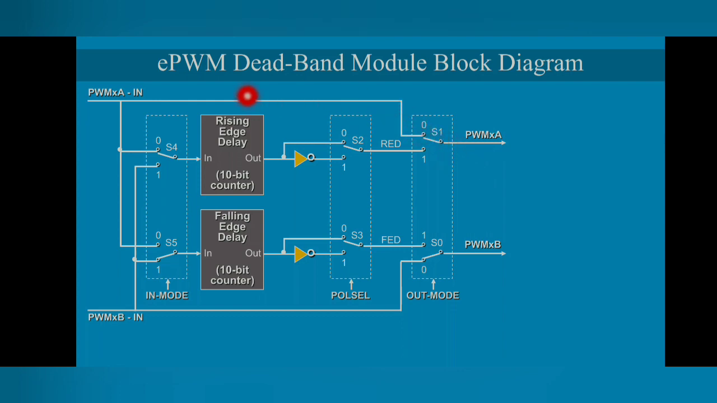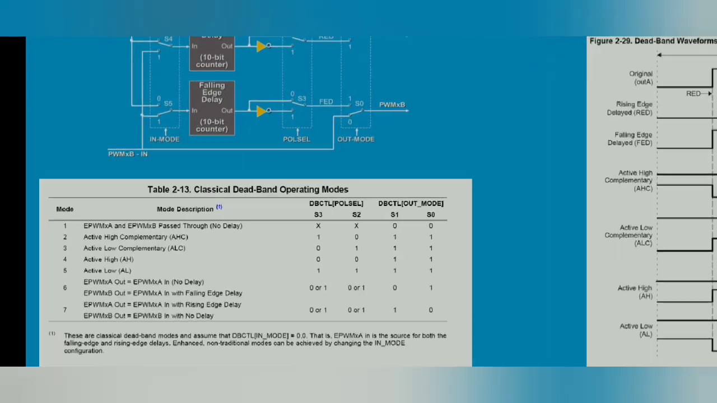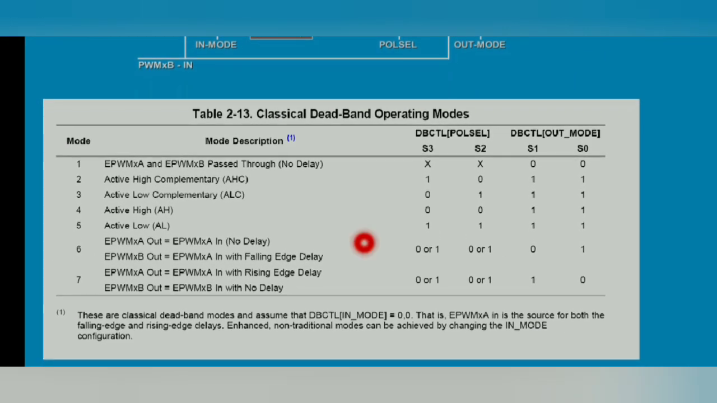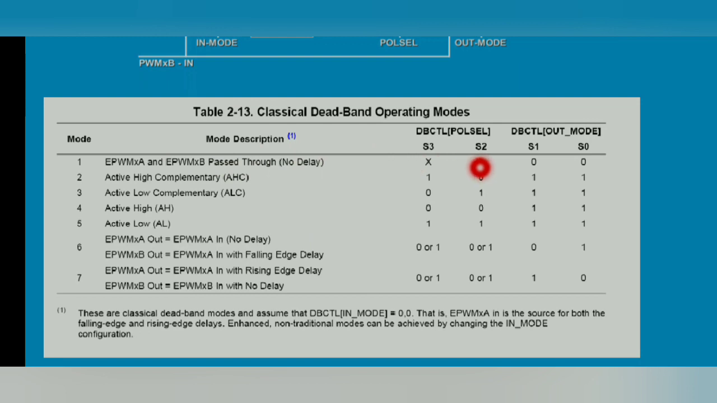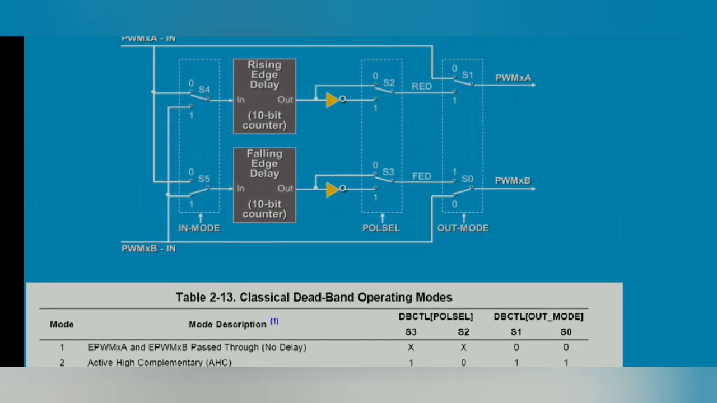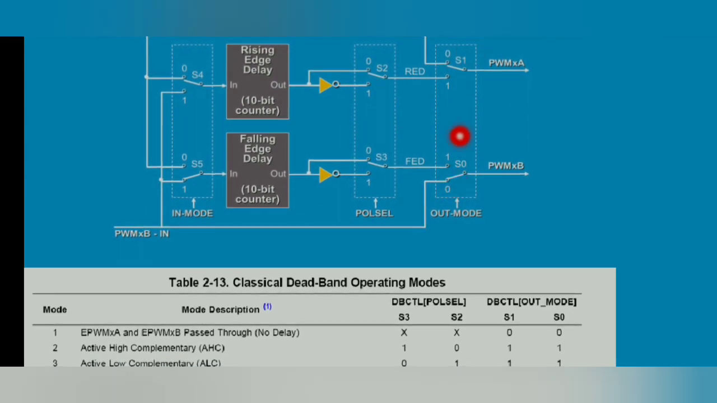Okay, so in this case there is no delay in the PWM A and B during the rising edge and falling edge. By selecting S0, S1, S2, S3, S4 and S5, we are creating the deadband. So how are we creating the deadband? As you can see from this slide, when S1 and S0 are 0 0, there is no delay in the output, right?